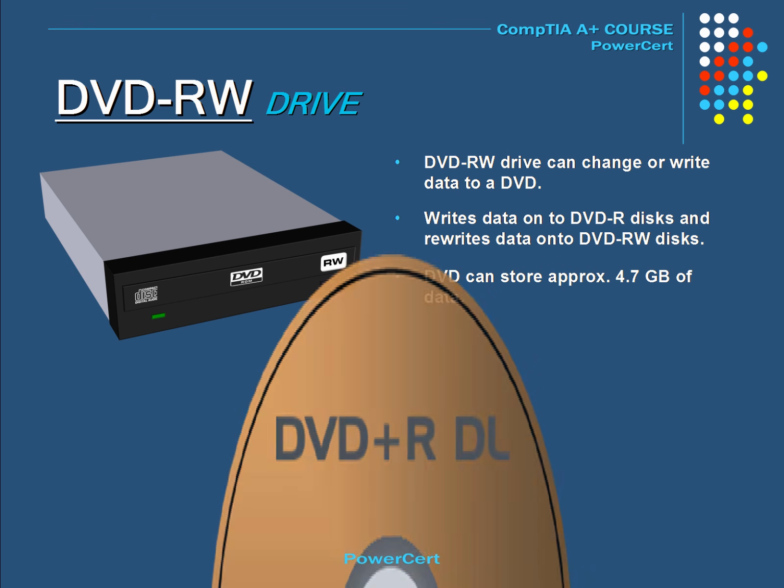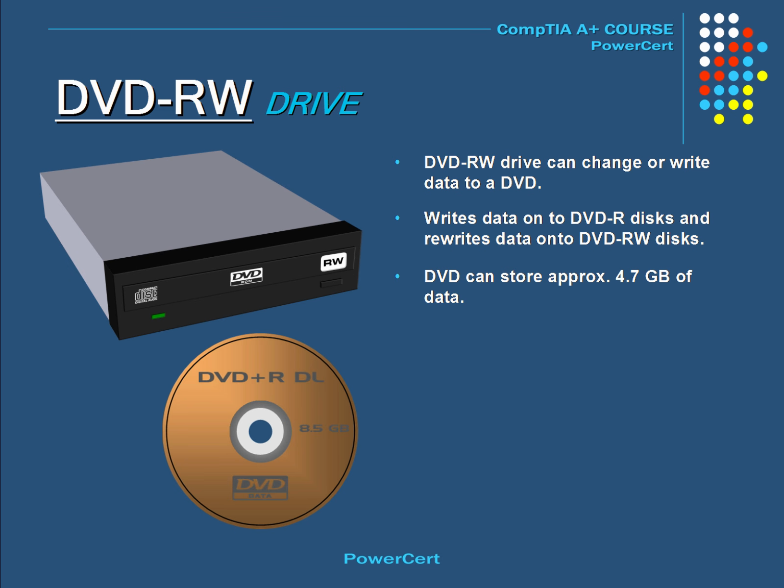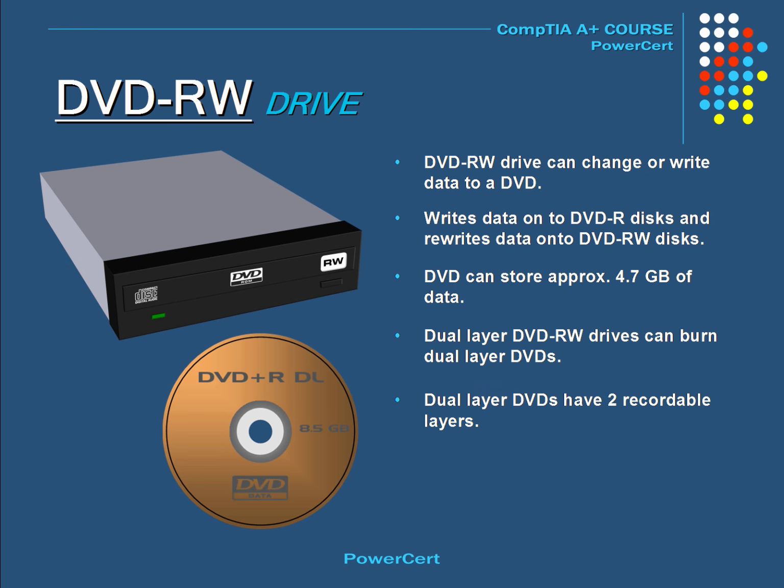And some DVD burners have the capability of burning dual-layer DVDs, and these are called dual-layer DVD-RW drives. Dual-layer DVDs have two recordable layers, so they can store nearly twice the amount of data than a regular DVD. Dual-layer DVDs can hold approximately 8.5 gigs of data.